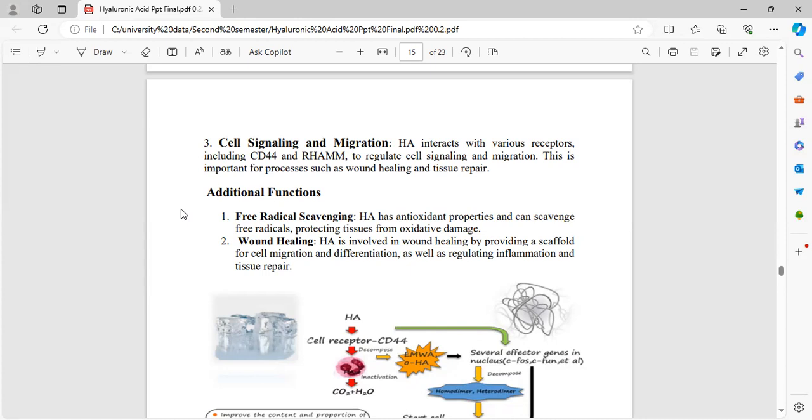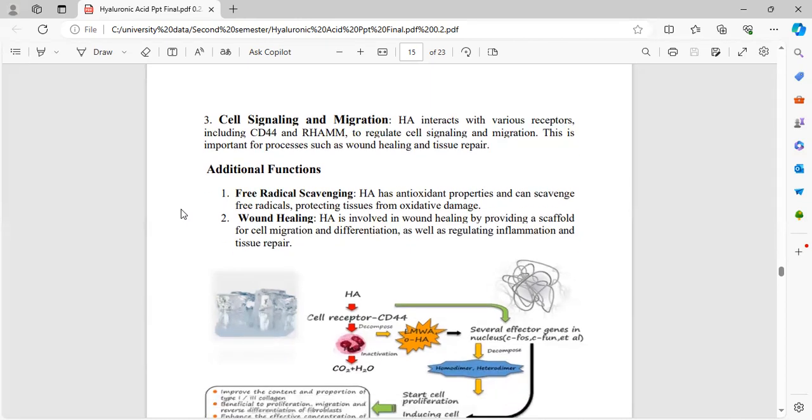Second one is wound healing. Hyaluronic acid is involved in wound healing by providing a scaffold for cell migration and differentiation, as well as regulating inflammation and tissue repair.